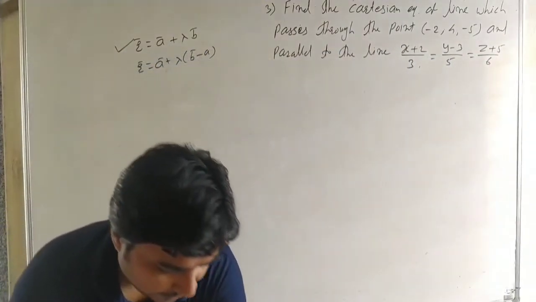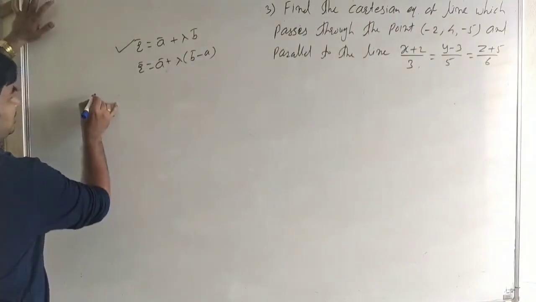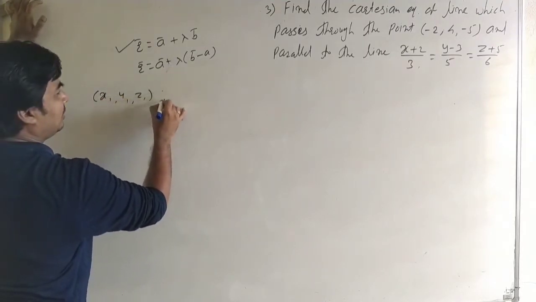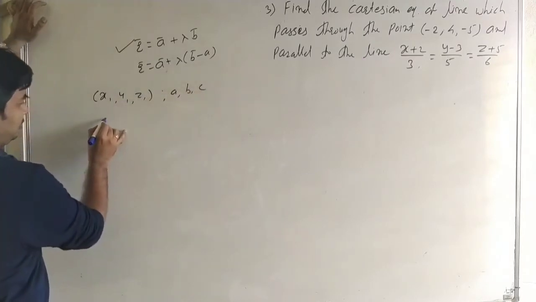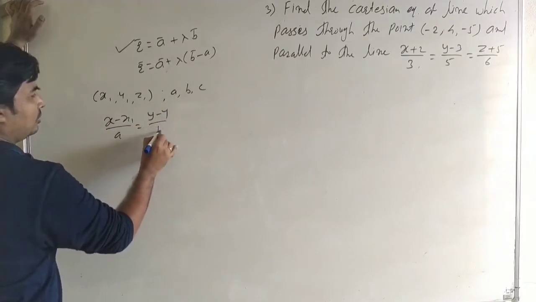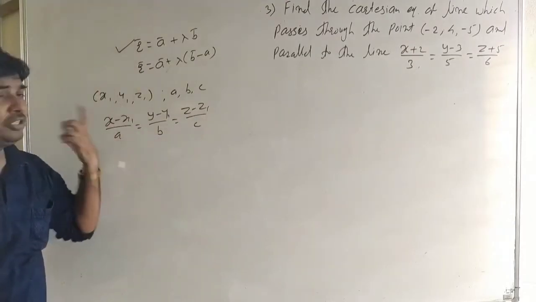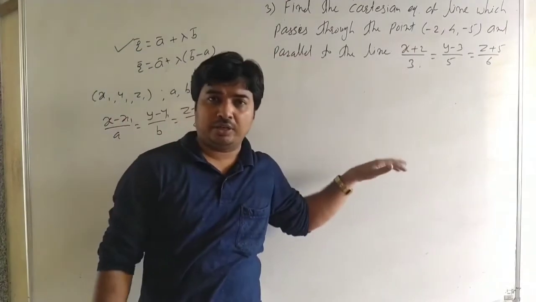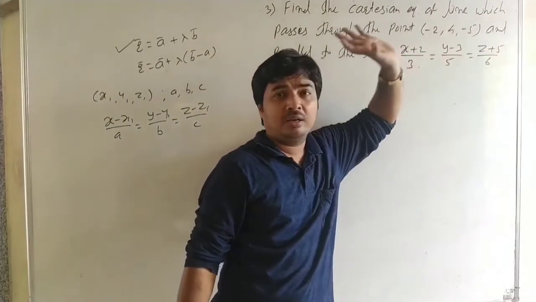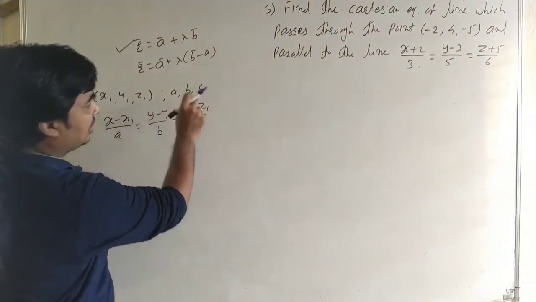Now, here we want to find the Cartesian equation of the line. The Cartesian equation of the line passing through the point (x1, y1, z1) with direction ratios a, b and c is (x minus x1)/a, (y minus y1)/b and (z minus z1)/c. We know only the passing through point and direction ratios. Here the passing through point is given as (-2, 4, -5), that means x1, y1, z1. So here we can write x plus 2, y minus 4 and z plus 5.